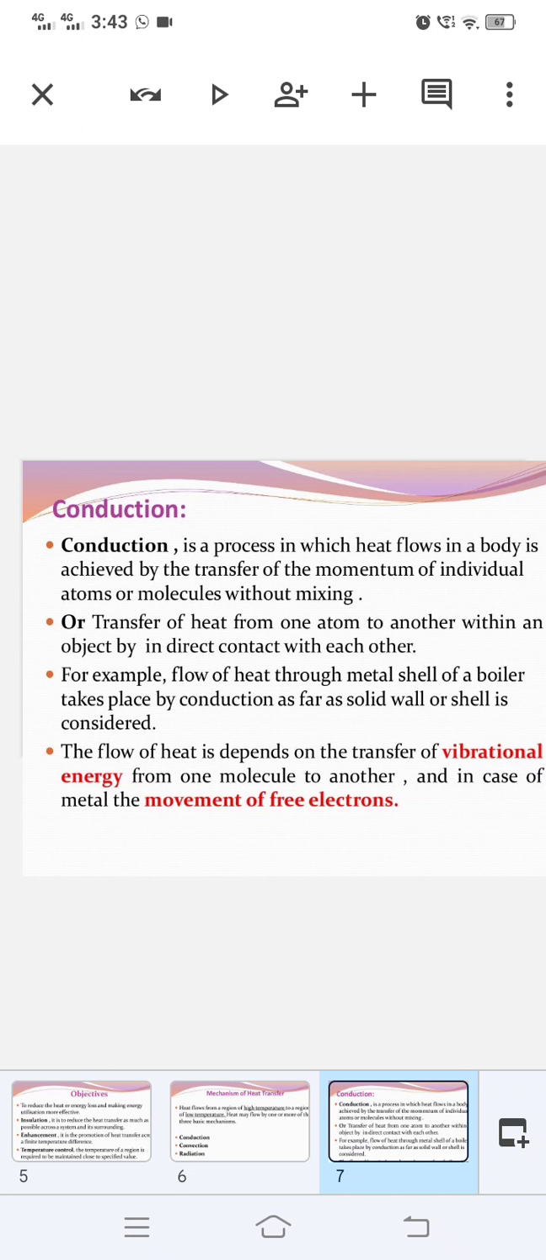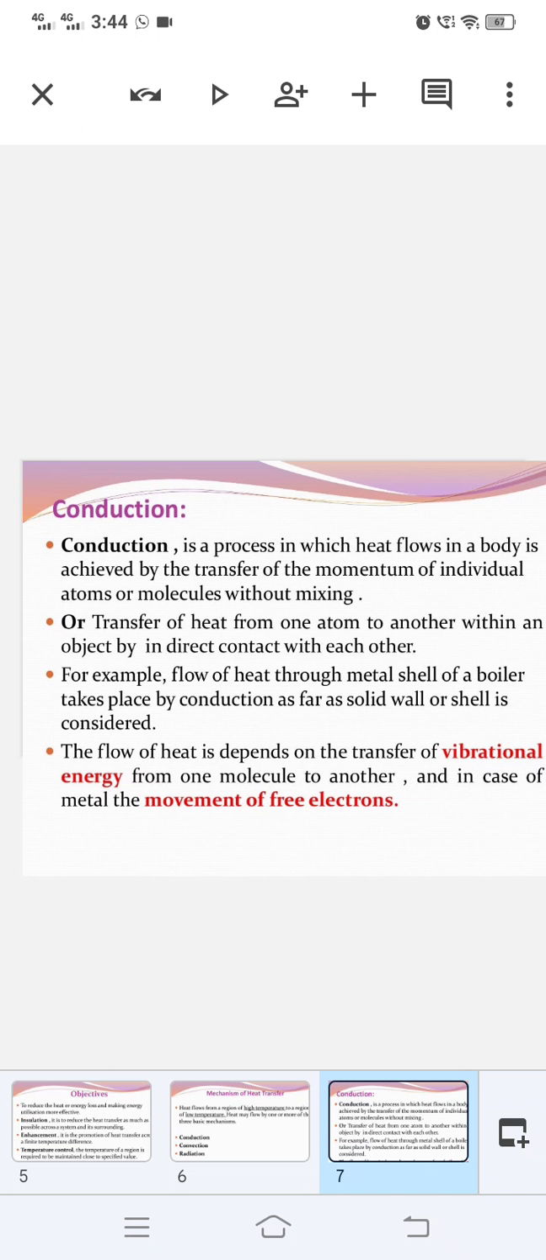Okay? Now, next it is explained as transfer of heat from one atom to another within an object by direct contact with each other. Earlier I told you, when the objects are in direct contact with each other, then only conduction can take place. For example, flow of heat through the metal shell of a boiler takes place by conduction, as far as the solid wall or shell is considered. Conduction is the most significant means of heat transfer within a solid or between solid objects in thermal contact.